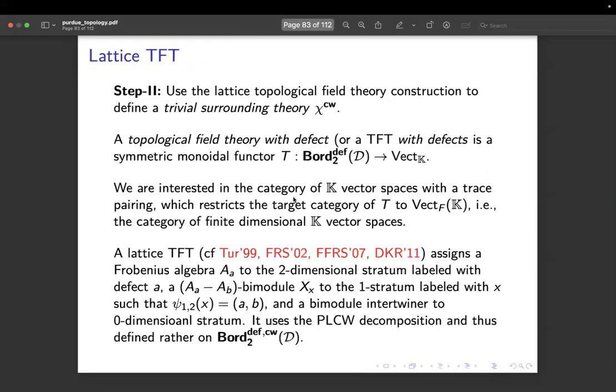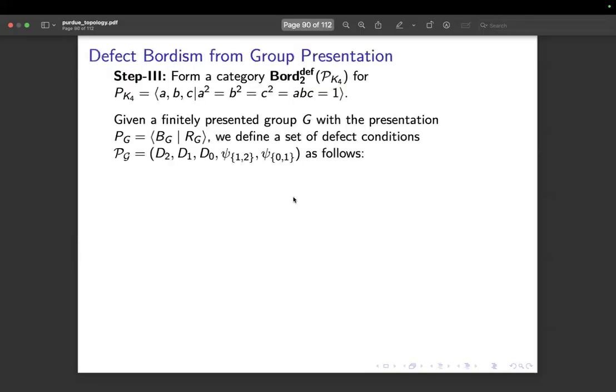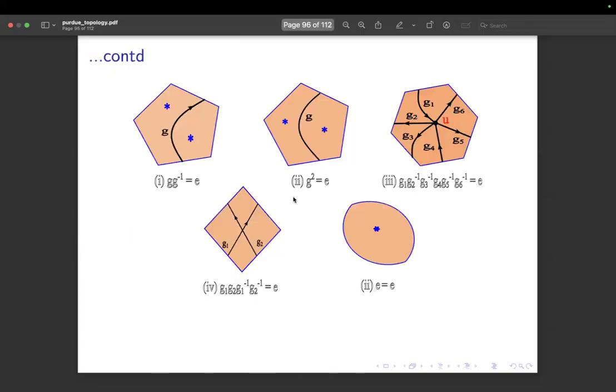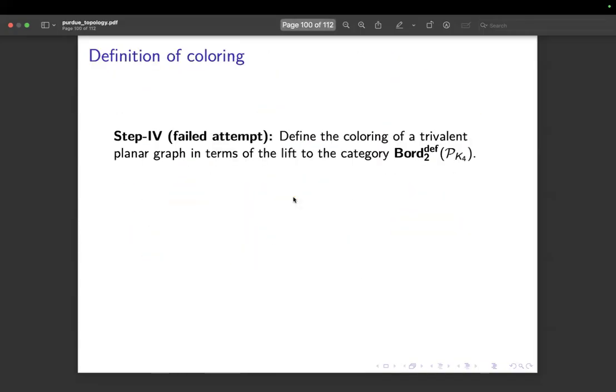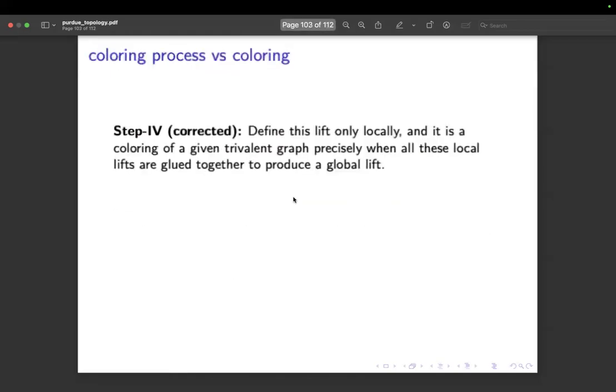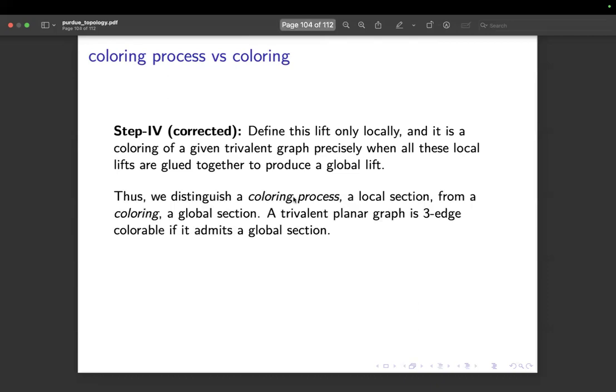And that lift was local. So, okay. Define this lift only locally, and it is a coloring of a given trivalent graph precisely when all these local lifts are glued together to produce a global lift. As we just saw in that picture, in the intersection, lots of these lifts were not well defined.